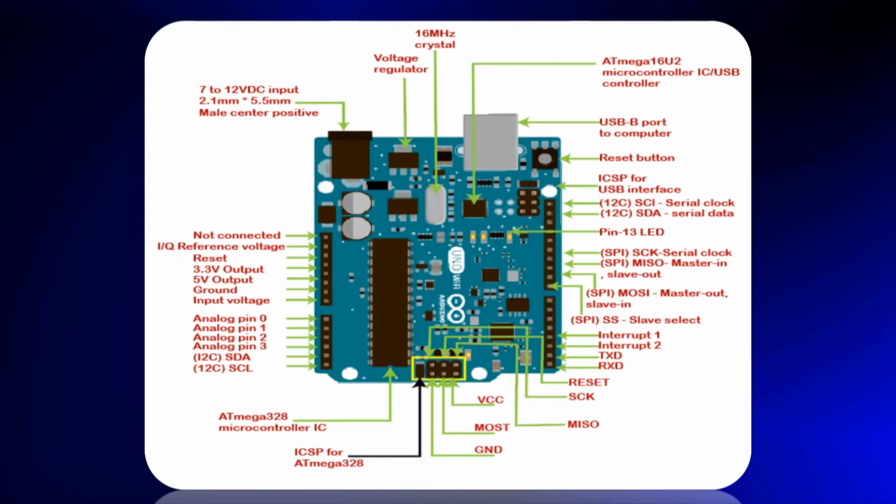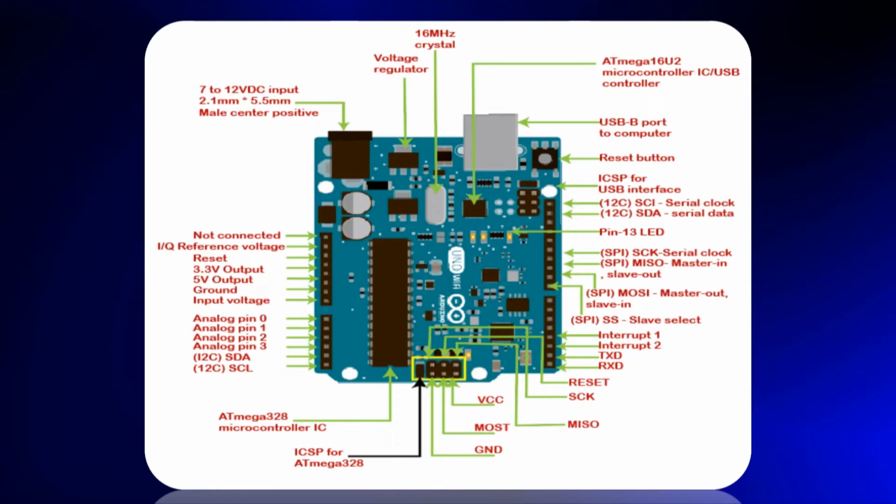Besides this, we have the 3.3 volt output pin, the 5 volt output pin, as well as the ground pin on the left-hand side. On the right-hand side, pin 13 has one inbuilt LED. If pin 13 has a high voltage, then the LED will be on, otherwise it will be off.